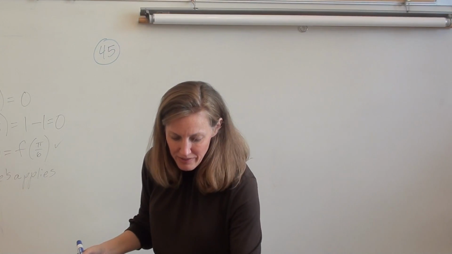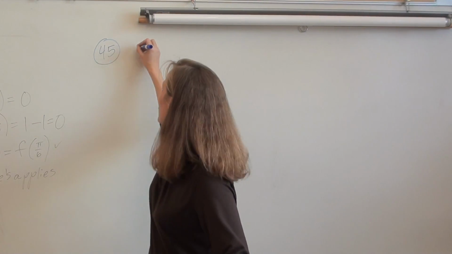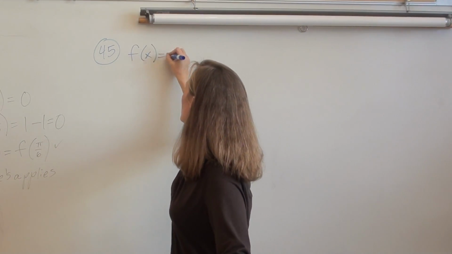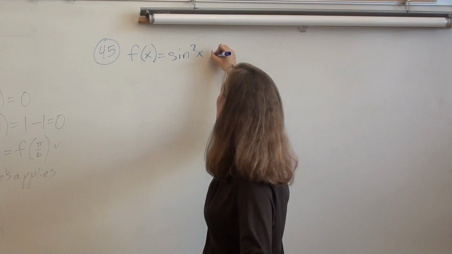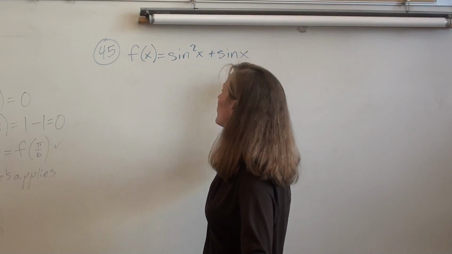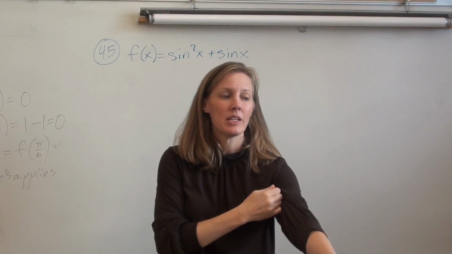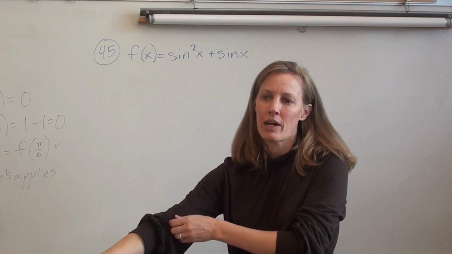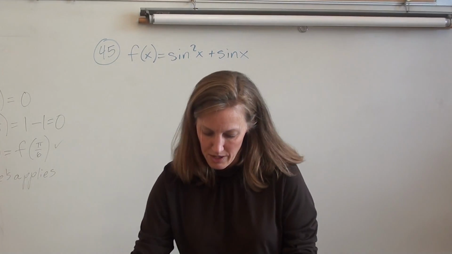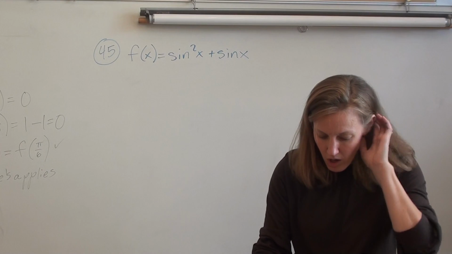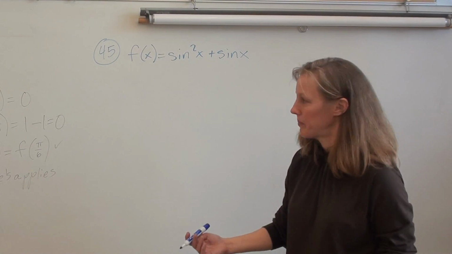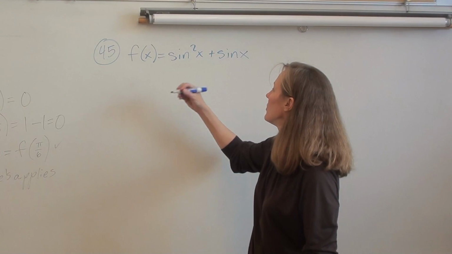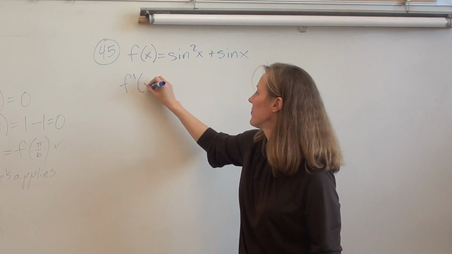So 45 says f of x equals sine squared x plus sine x. Now that we're doing these kinds of problems, these are really good ones that you might want to take notes on. So here we go. All we're doing for this is finding increasing, decreasing, and relative extrema, right? Okay, so first thing we have to do is find f prime.